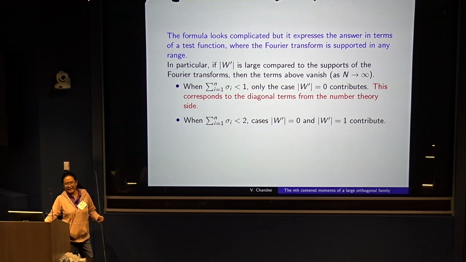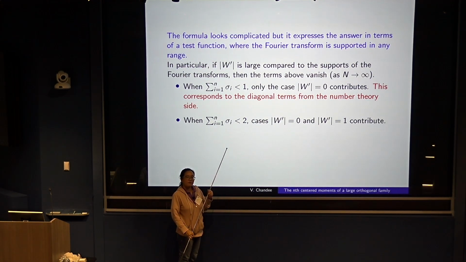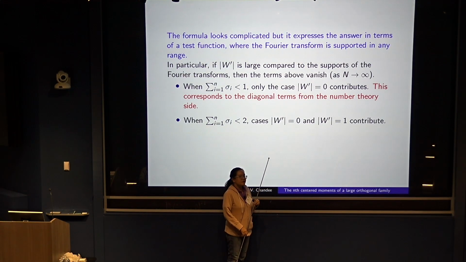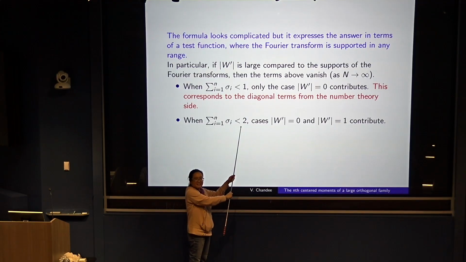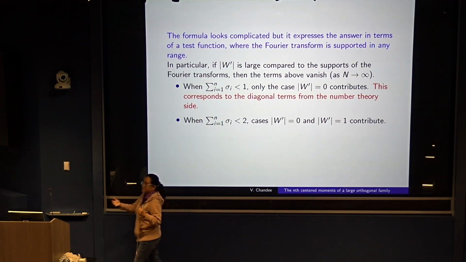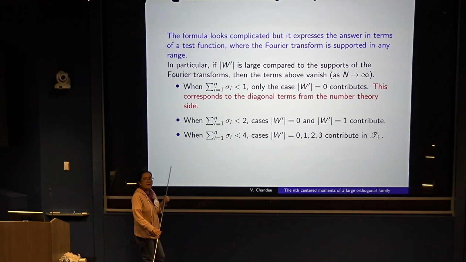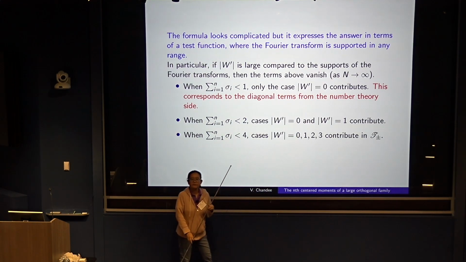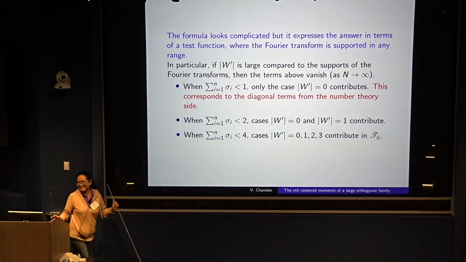In a similar way, if the support goes up to 2, the ones that survive will be the size of W prime equal to 0 and W prime equal to 1 that contribute. So basically, the number that contributes should be less than the support here. If it's 1, you have 0. If it's 2, you have 0 and 1. And our support goes up to 4. So since our support goes up to 4, we have 0, 1, 2, 3 that contribute. Okay, so that's all you need to know about that formula.